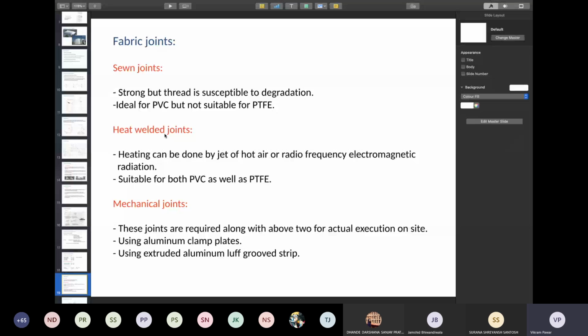Heat welded joints can be made by heating with a jet, hot air, or radio frequency electromagnetic radiation. They are suitable for both PVC as well as PTFE. Mechanical joints are required for actual execution on the site. They use, and we'll come to that, aluminum clamp plates or extruded aluminum luff groove strips. These are the mechanical joints.